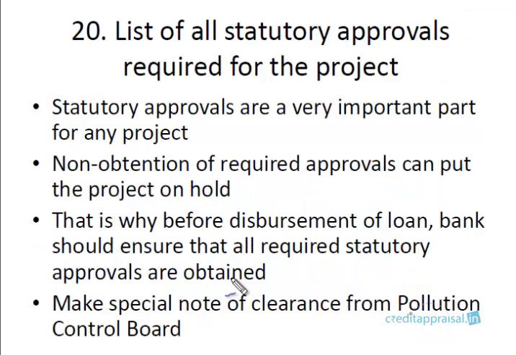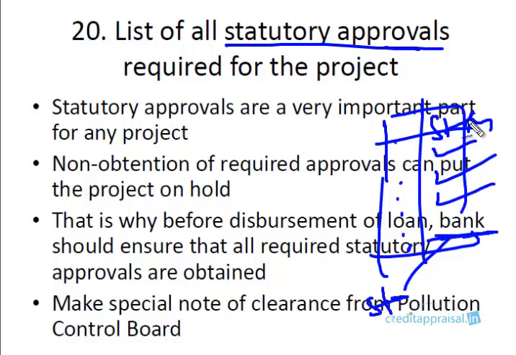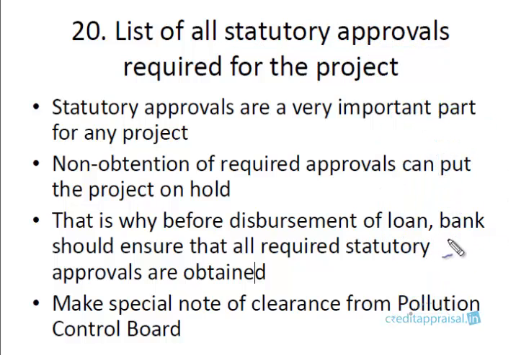Then you need to look at the statutory approvals for any project. There will be a set of approvals that need to be obtained from the government. So you have to make a list of all the statutory approvals. You have to draw a table in the process note. These are the approvals required, and what is the present status? If it is obtained, fine. If it is not obtained, at least mention the status. What is the present status? At what stage it is, when it is expected, right? So you have to make a list of all statutory approvals.